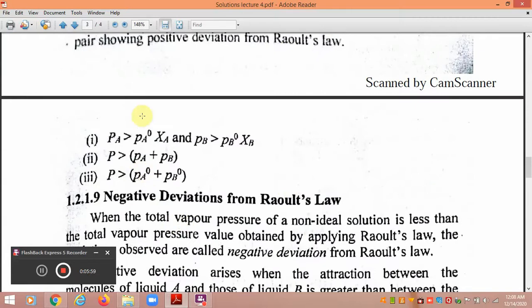And here, in case of positive deviation, the partial vapor pressure of a component is greater than the vapor pressure of that component in pure state times its mole fraction, just according to Raoult's law. And the total pressure is greater than the partial vapor pressure of A and B in solution as well as in pure state.